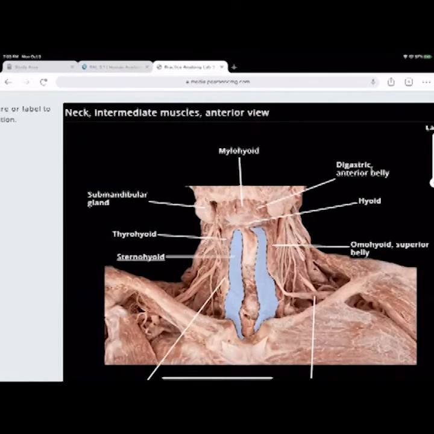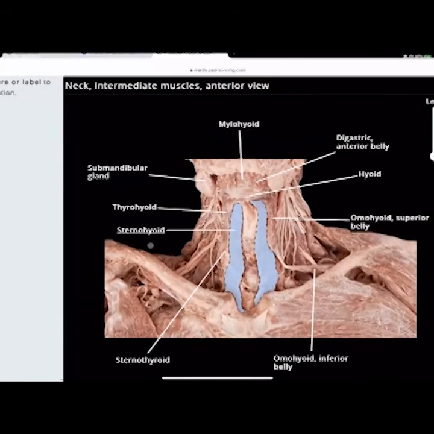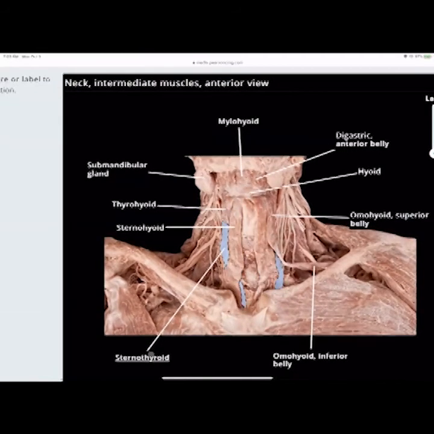You have your thyroid muscle. You have your sternohyoid muscle. And you got your sternothyroid muscle. Again, we have the digastric, the anterior belly you can see, the posterior belly you can't see, it runs back behind it. You got the hyoid bone, non-articulating bone.